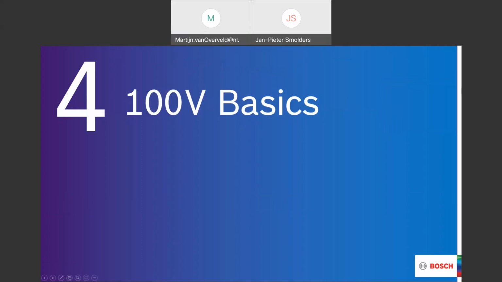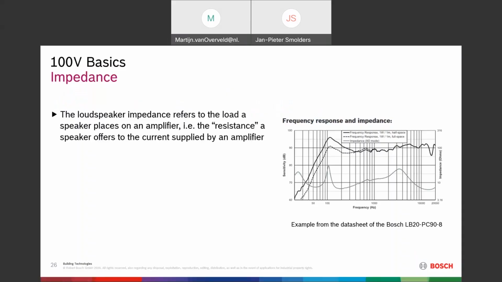Okay, now in order to clarify how we are connecting these loudspeakers, you have to know a little bit how a 100-volt system works. It's important to know what impedance is. What is the impedance of a system, a loudspeaker or an amplifier? Now, the loudspeaker impedance refers to the load a loudspeaker puts on an amplifier. This is actually the resistance the speaker offers to the current that this amplifier can supply.